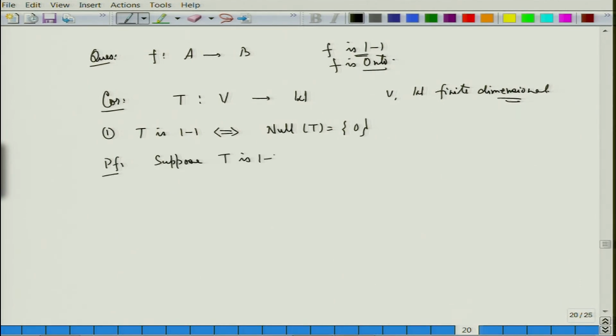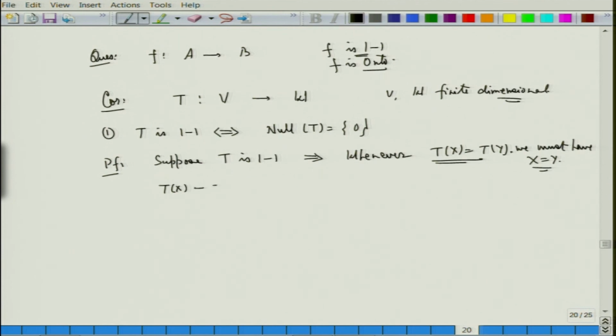Suppose T is 1, 1. So what was 1, 1? 1, 1 means that whenever f of x is equal to f of y, then I must have x is equal to y. So T is 1, 1 means whenever T of x is equal to T of y, we must have x is equal to y. All right, fine. So let's look at Tx is equal to Ty. Since it is a linear transformation, I would like to use that idea. So Tx minus T of y is 0.